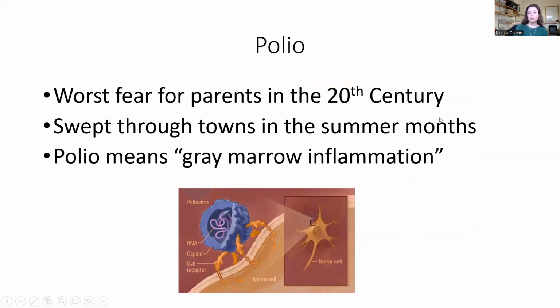Okay, so let's see what happened when polio occurred in the United States. This happened in the 20th century. It swept through towns in the summer months, which was unusual. Children would lose the ability to walk. Children would even lose the ability to breathe. Polio actually means gray marrow inflammation, and that's an apt name for polio because it does affect the central nervous system and nerves.